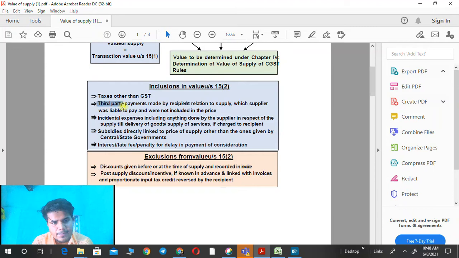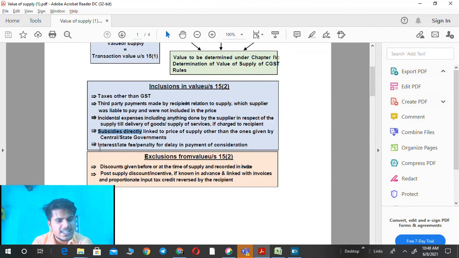Okay. Next, third party payments made by the recipient in relation to supply, which the supplier was liable to pay and were not included in the transaction price. The third relates to incidental expenses, just like packing and testing fees. And the fourth is subsidy, but the subsidy should be directly linked to the supply, and subsidy not received from the Central and State Governments. And the fifth, interest, late fees, penalty for delay in payment of consideration.